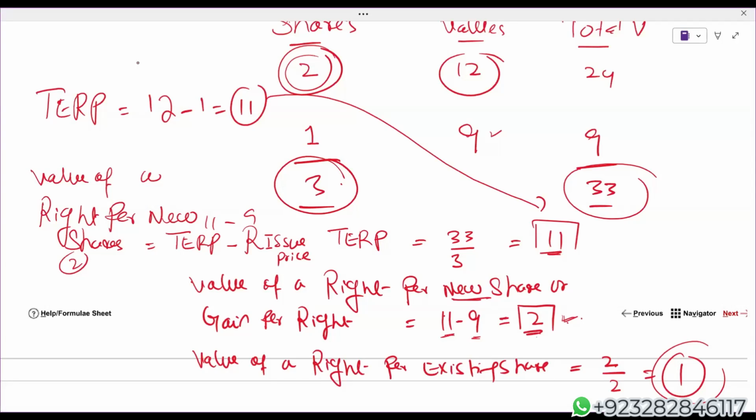Now, if I have the value of a right per existing share and I just need to find out the value of a right per new share, just do one thing. Take the value of a right per existing share, which is 1, and multiply it with the existing shares. You will get directly this 2. So if you know how to calculate theoretical ex-rights price, then you should be able to deal with the data. You should be able to play with the figures. Now let's see.